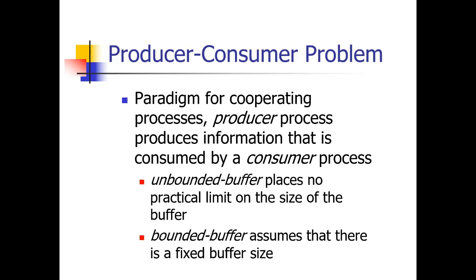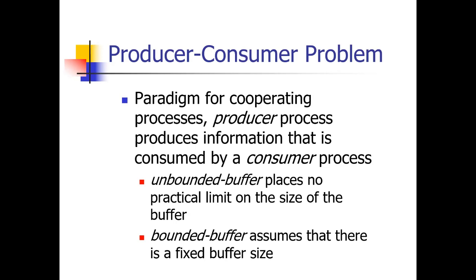So this has to be properly managed. Why? Because if there's no limit, then the producer can produce unlimited data. And also, if we do not check whether there is data available for the consumer, the consumer can keep on searching for the data forever. So this is the classic problem we discuss in interprocess communication, the producer and the consumer.